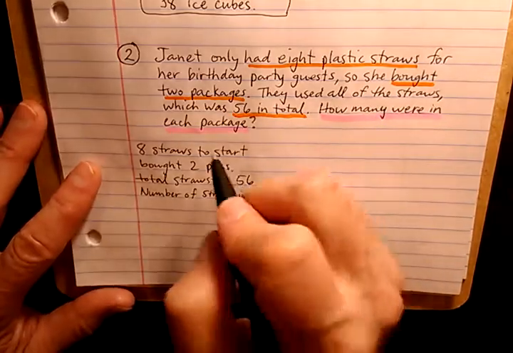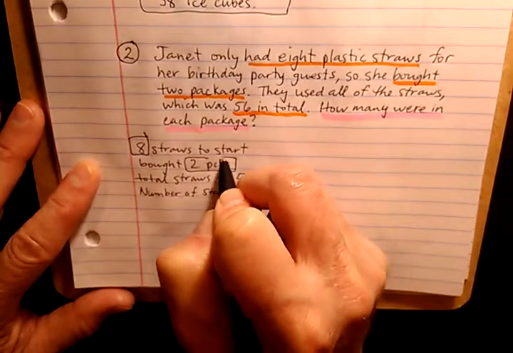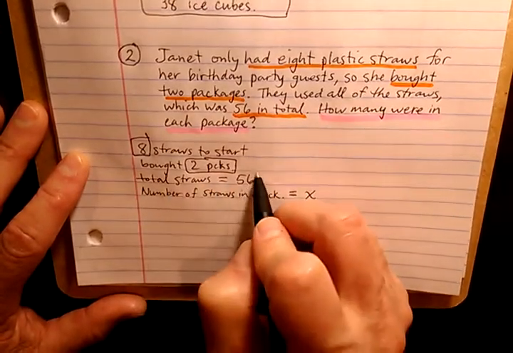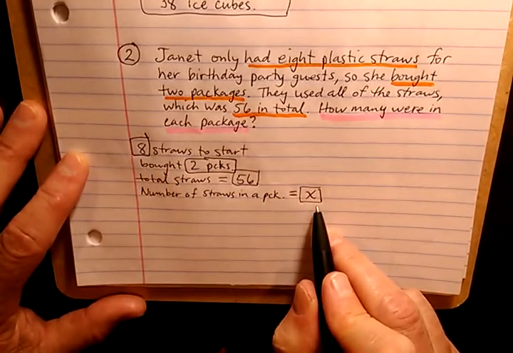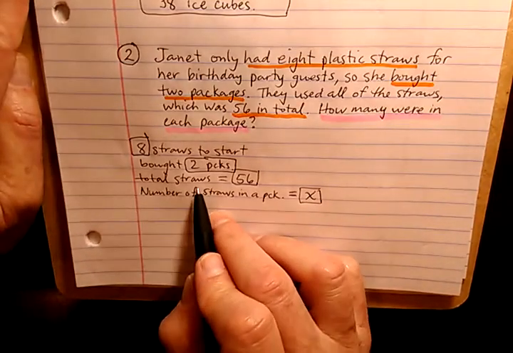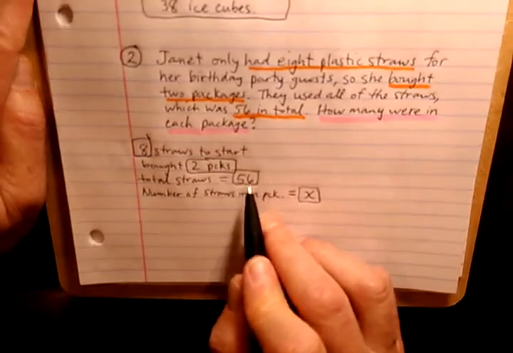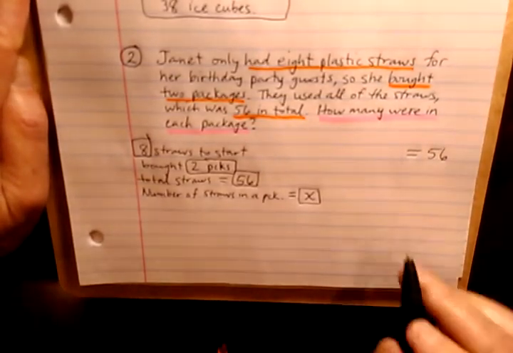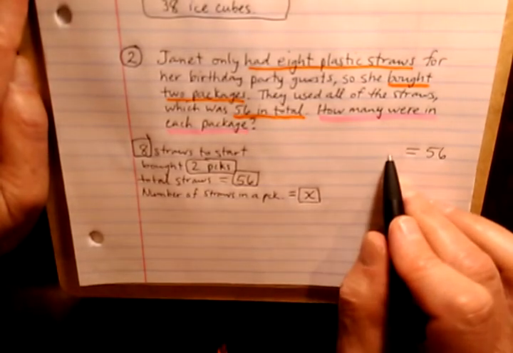So we've got 8 straws, 2 packs, which is, we don't know how many straws are in those packs, but we know there's 2 packs. The total straws is 56, and then we have our X. So we need to put those things together into an equation. Well, if we know the total straws was 56, that means everything all together, all the other stuff, makes 56. So we can say the total equals 56. But how can we put together those things to have a correct expression here?